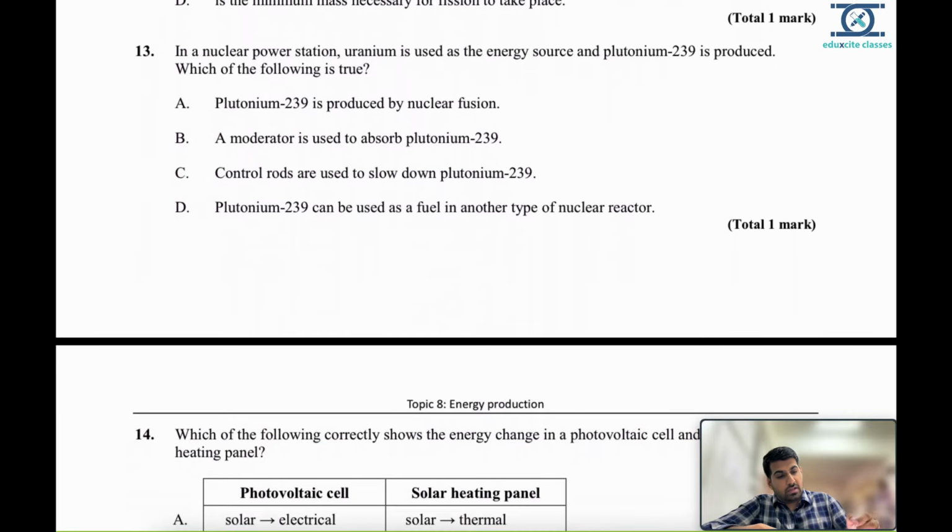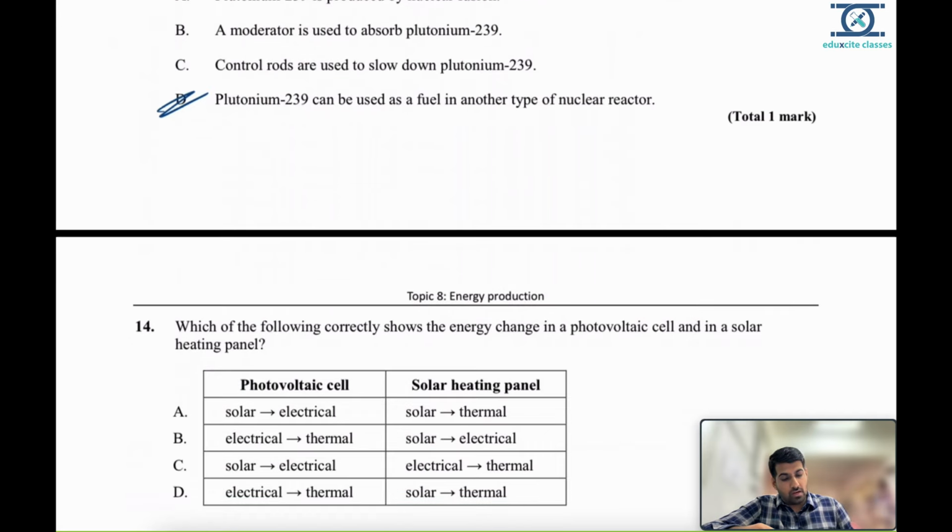Question 13. In a nuclear power station, uranium is used as the energy source, and plutonium-239 is produced. Which of the following is true? So uranium is used as the energy source, no doubt, but plutonium-239 can also be used as a fuel in another type of nuclear reactor. So that is option D, the right answer.